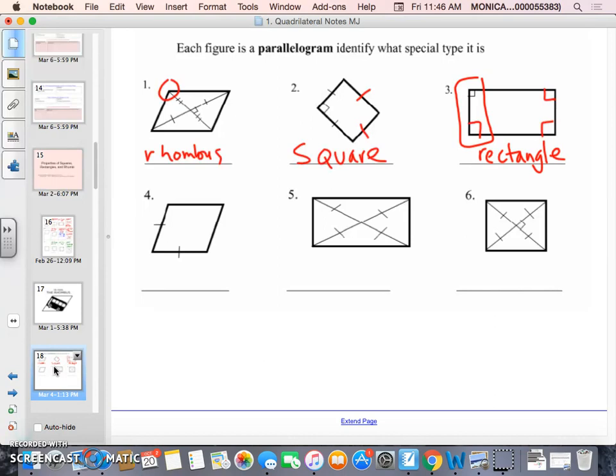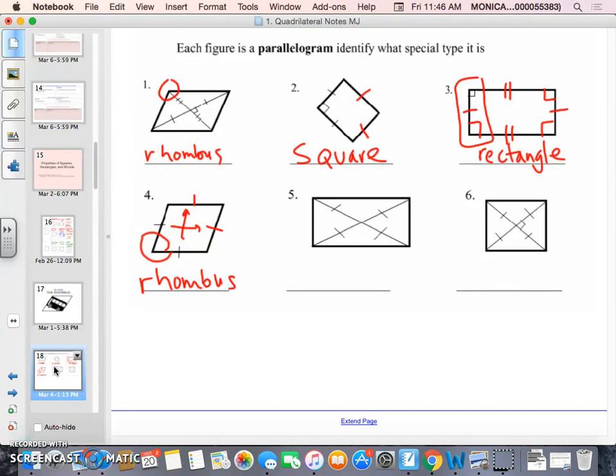So the other property I know about a rectangle is that opposite sides are going to be congruent. Number 4, if these two sides are congruent, I can say the sides opposite are also congruent. Having said that, the angles are not labeled 90 degrees, so therefore I'm going to label this a rhombus.